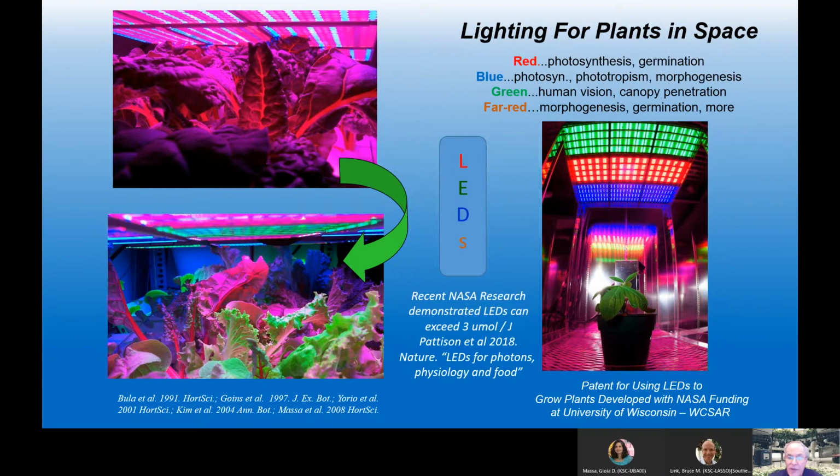And by the way, the use of LEDs to grow plants was patented through NASA-funded technology to the University of Wisconsin in 1990. And this just shows, that might not mean much to you, 3 micromoles per joule, but take my word for it, that's just a remarkable efficiency for an electric light source. That's also some recent NASA-related work from Bruce Bugbee's lab at Utah State.